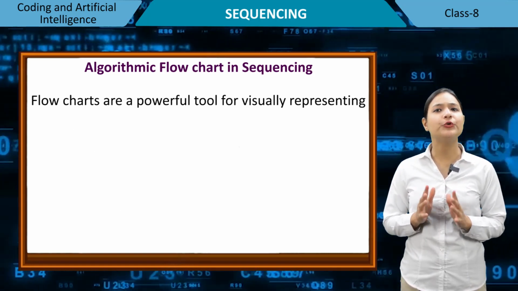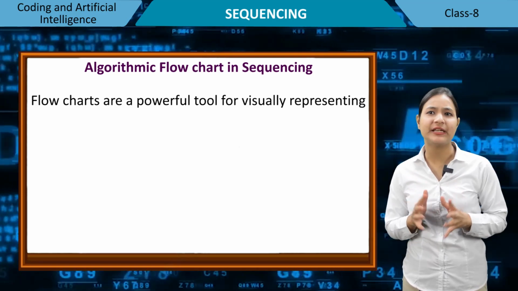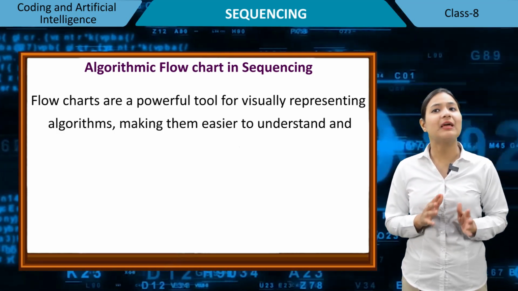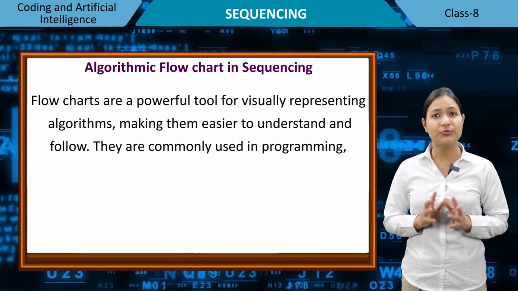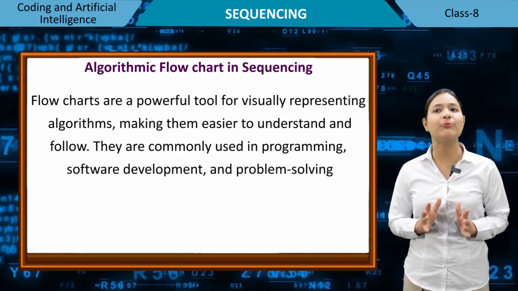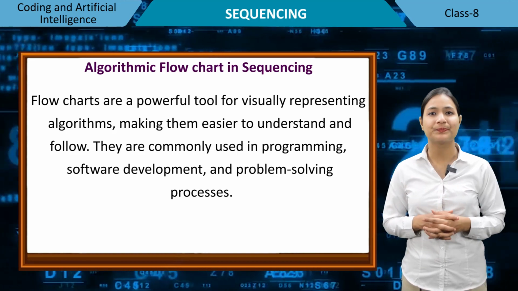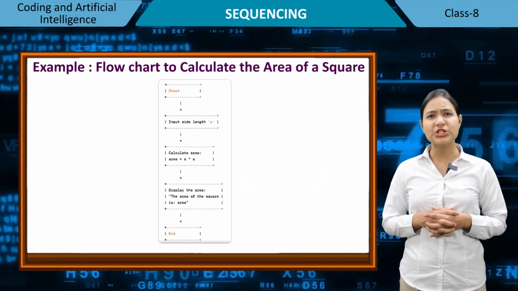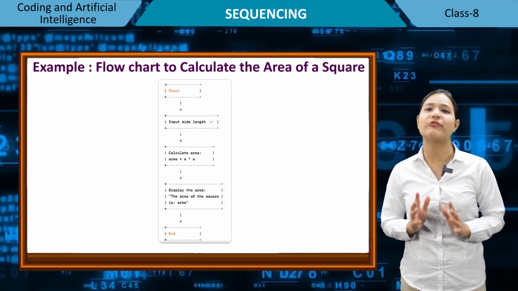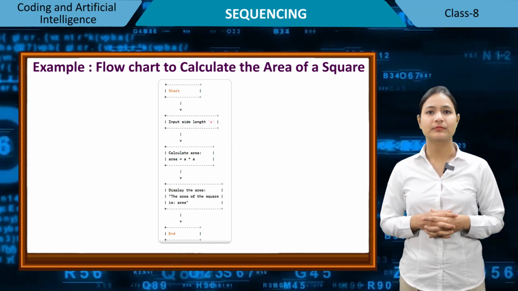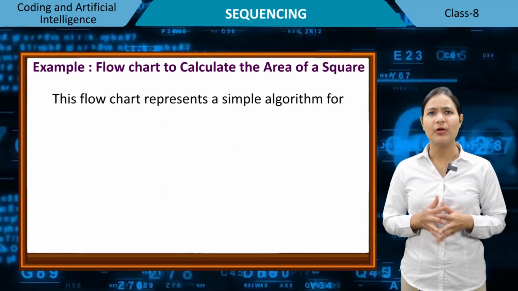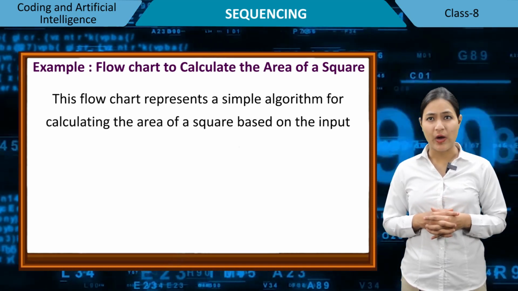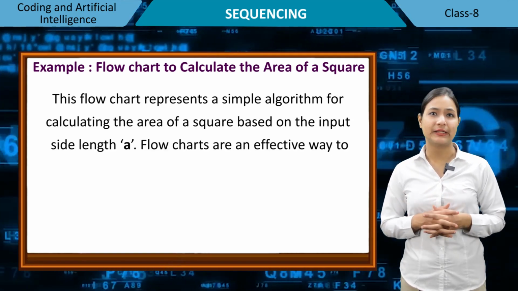Flowcharts are a powerful tool for visually representing algorithms, making them easier to understand and follow. They are commonly used in programming, software development, and problem-solving processes. Example: flowchart to calculate the area of a square. This flowchart represents a simple algorithm for calculating the area of a square based on the input side length, A.